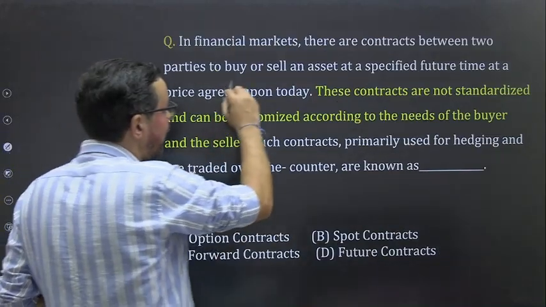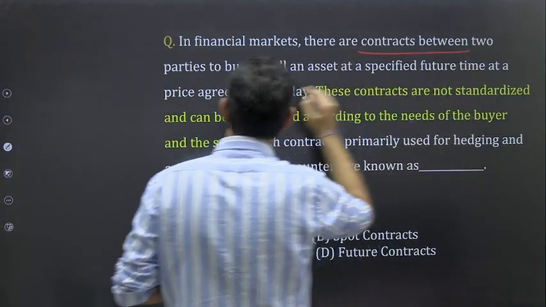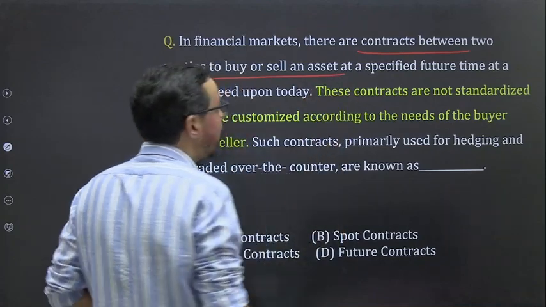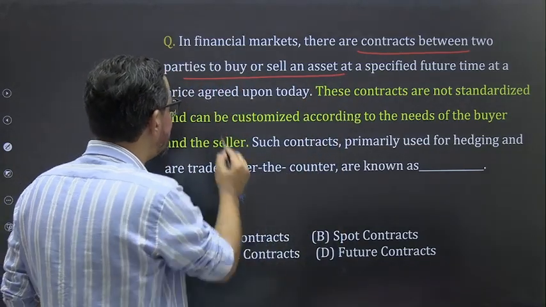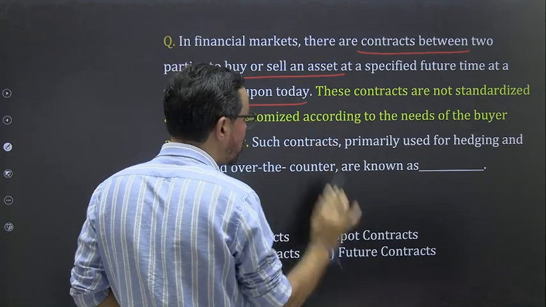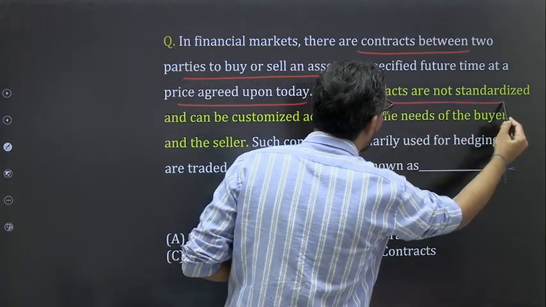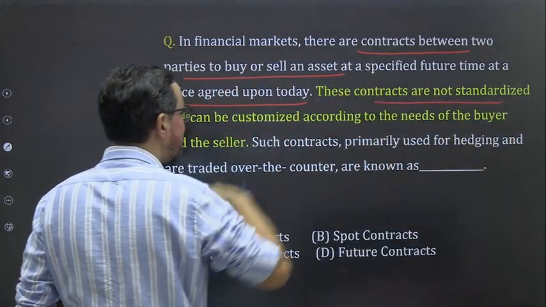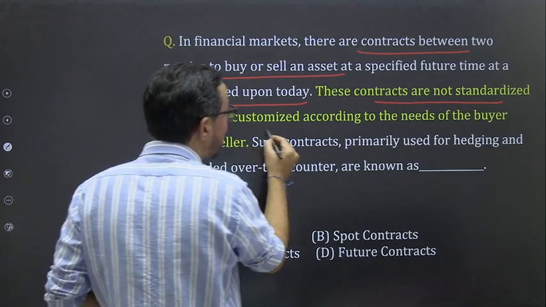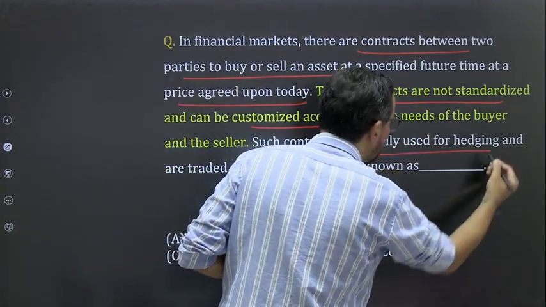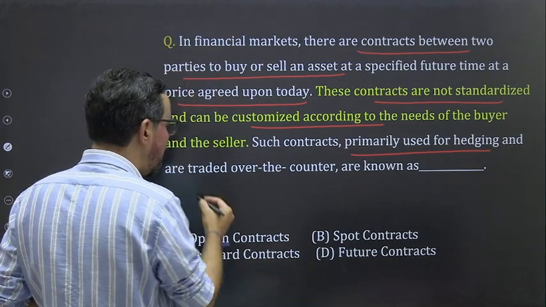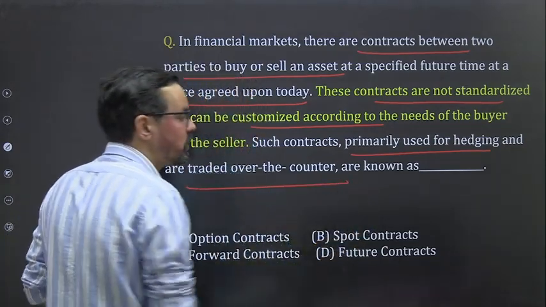In the financial market, there is a contract between two parties to buy or sell an asset at a specified future time at a price agreed upon today. These contracts are not standardized. That means they are customized by the parties according to the need of the buyer and seller. Such contracts are primarily used for hedging and traded OTC. So they are known as.